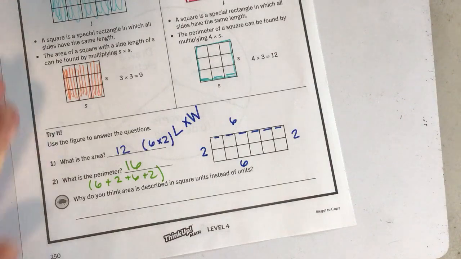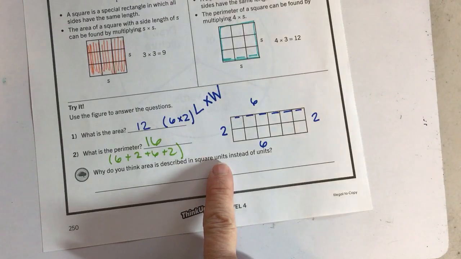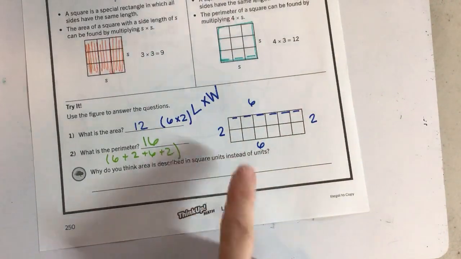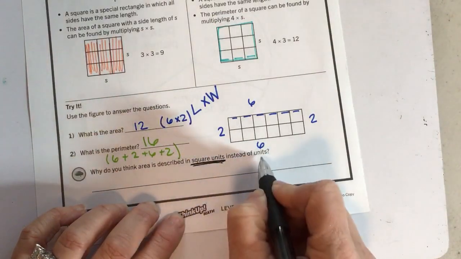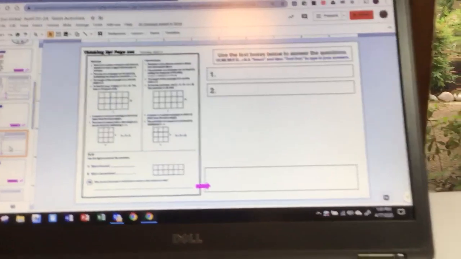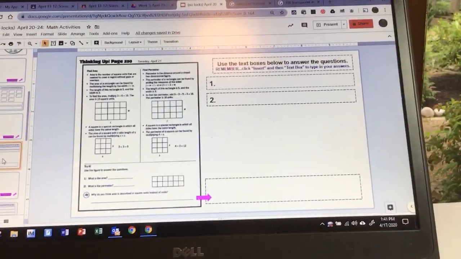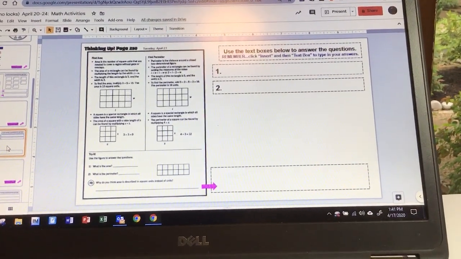And then you need to think about, why do you think area is described in square units instead of units? So when we're talking about area, why do you think we use the description square units and not just units by itself? And you'll be answering that question. So make sure that on your activity on the slide, you are doing this one right here. Make sure that you insert your text box to type in your answers for number 1 and number 2, and then make sure you answer the question down there at the bottom.